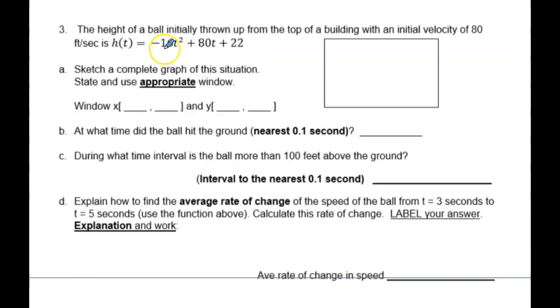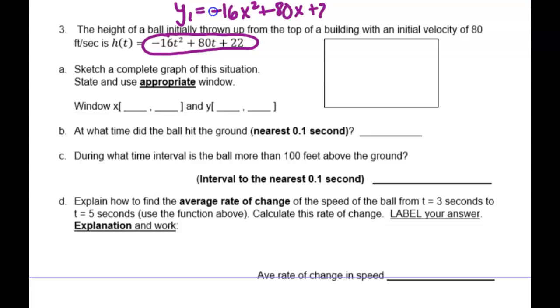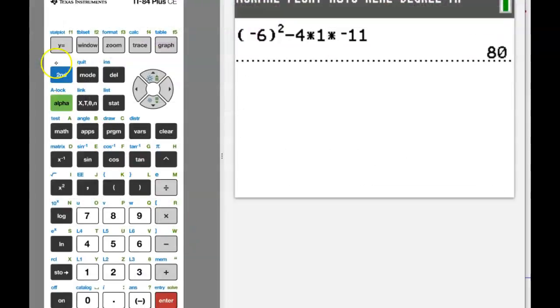Number 3 is a calculator question, so we need to grab our graphing calculator and type this in to y1. We're going to put in -16x squared plus 80x plus 22. And x is time, so we're going to have to choose an appropriate window. And y, it says, is height. So we want to choose an appropriate window for that.